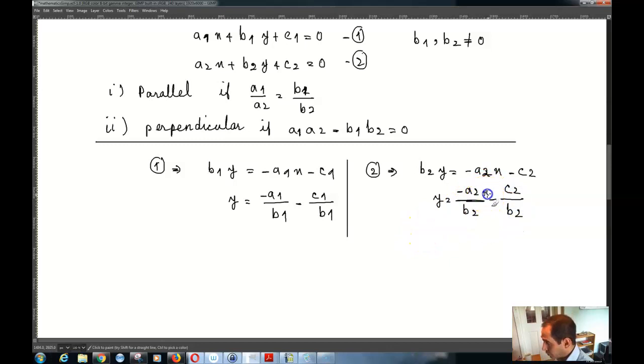And there is an x over here, of course. There is an x over here as well. So y is equal to negative a1 by b1 times x minus c1 over b1. And here y is equal to negative a2 over b2 times x minus c2 over b2. So the slope of this line over here is equal to negative a1 over b1. And the slope over here, let's call it m1 for example. And the slope over here, called m2, is negative a2 over b2.